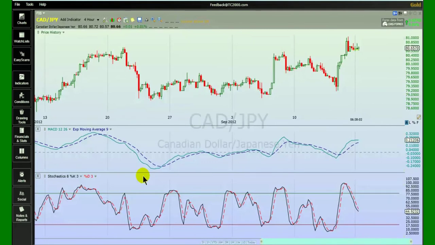So the stochastic on a 4-hour chart is the MACD on the hourly chart. We have to respect the settings: the stochastic 8-3-3 on the 4-hour chart is the MACD 12-26-9 on the hourly chart. Ratio 1 to 4. The MACD on the 4-hour chart is the stochastic on the 16-hour chart. This is an observation that we have made for a long time.